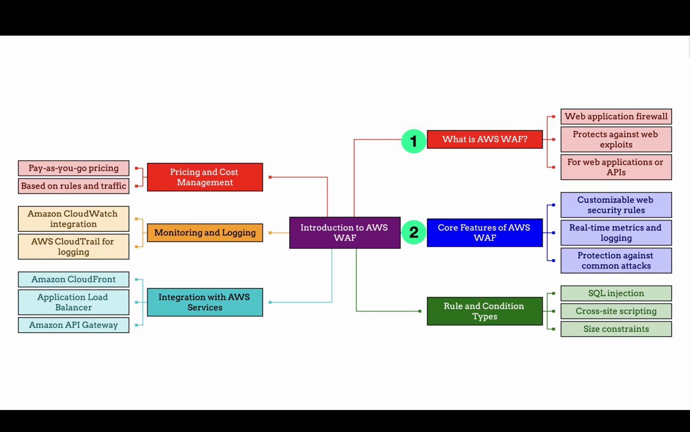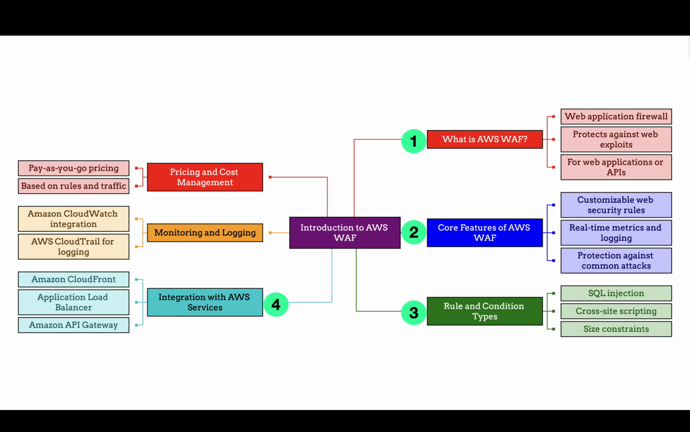2. Core features of AWS WAF include customizable web security rules, real-time metrics and logging, and protection against common attack patterns. 3. Rule and condition types. AWS WAF supports various rules and conditions to filter web traffic, like SQL injection, cross-site scripting, and size constraints.